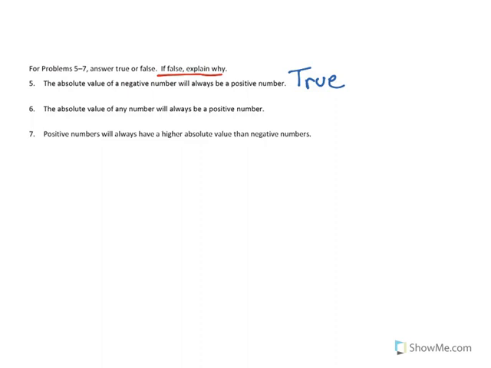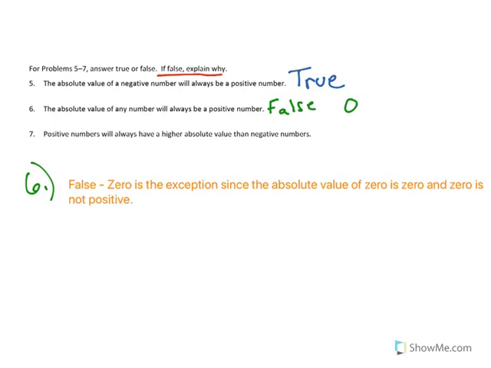Okay, number 6. The absolute value of any number will always be a positive number. This one you might think is true because the one before it is true, and it might seem correct, but it's actually false. And it's because of the 0. 0 is neither positive nor negative, and therefore the absolute value of 0 is always going to be 0. It's not going to be positive or negative. So that one would be a false, and our reasoning, I'll write it down here so that we know. Okay, 0 is the exception since the absolute value of 0 is 0, and 0 is not positive.